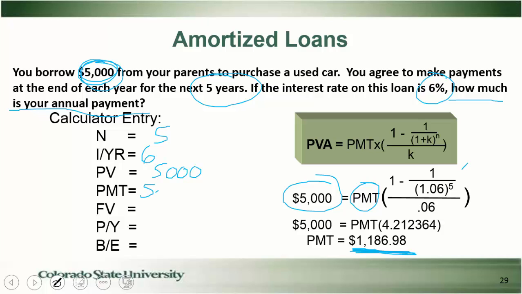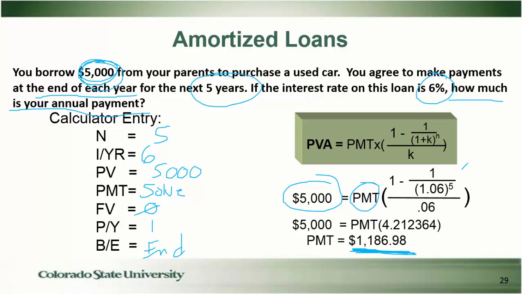We're solving for payment. Future value, 0. What we're saying there is that at the end of the 5 years, we want the balance to be fully paid back. So the future value is going to be 0. We're making 1 payment per year, so the periods per year is 1. Beginning or end mode? It says right here, end of each year. Anyway, a loan is always end mode. So we're going to put end mode here.